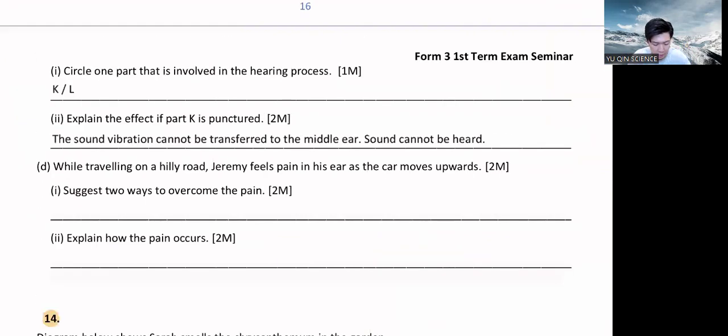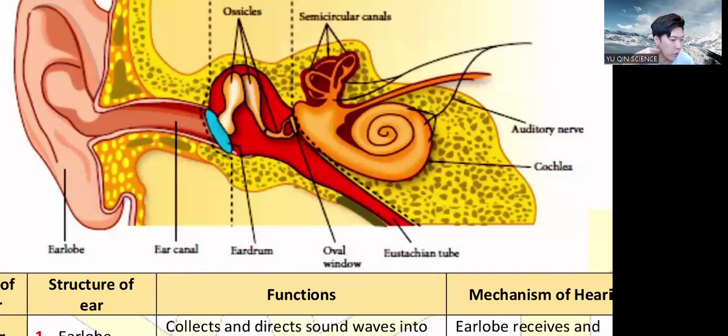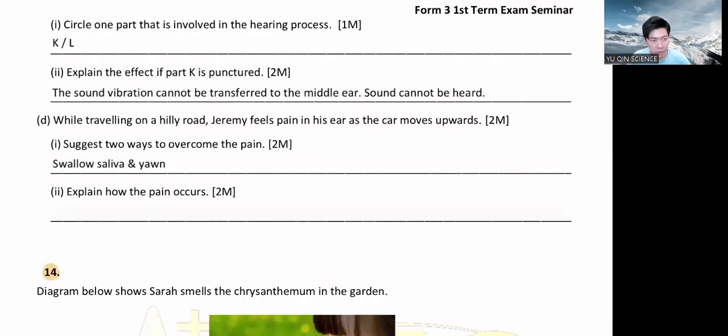That causes pain. Suggest two ways to overcome the pain. This one, of course, we don't directly learn from the textbook, but everyone does it. When you feel the pressure, when you go up in the lift or you are in the aeroplane, what do you do? You yawn, right? You make yourself yawn or you swallow your saliva. What you are trying to do is equalize the pressure, working the muscle below your ear. Actually, the Eustachian tube is just below your ear inside. So yawn, swallow saliva.